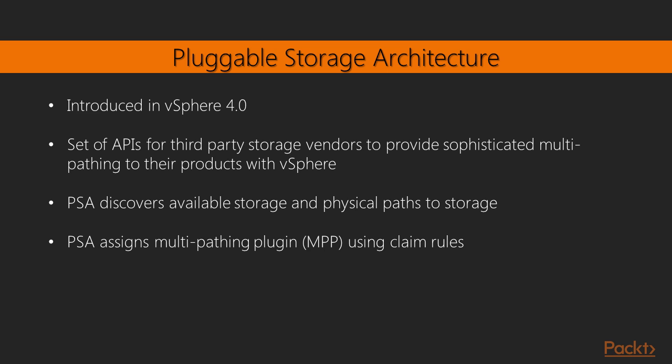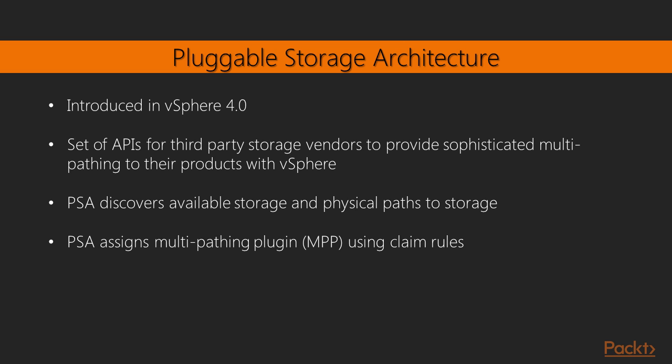Because before vSphere 4, the only options one had for multipathing were Fixed or Most Recently Used, also known as MRU. So by having this set of APIs, you could actually just plug in an MPP, a multipathing plugin from a third-party storage vendor, and that would plug into this pluggable storage architecture and provide the capabilities that the storage vendor had just introduced.